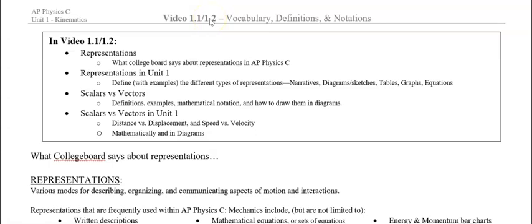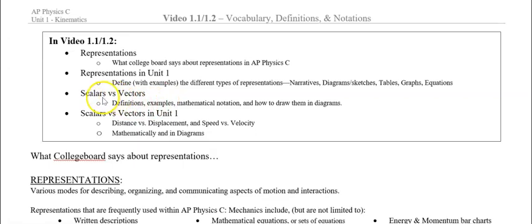We're going to be in the unit of kinematics, but going over the basics, some vocabulary definitions, and some of the notational things you're going to see throughout the year, but focusing on Unit 1, kinematics in particular. So this video is going to focus on two major things. Representations, a big focus of AP Physics C, so we'll see what College Board has to say about it, and then kind of simplify it to what we're going to be using more specifically in Unit 1.